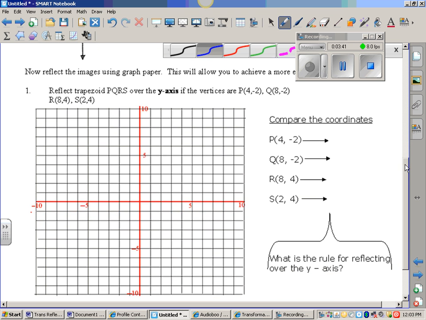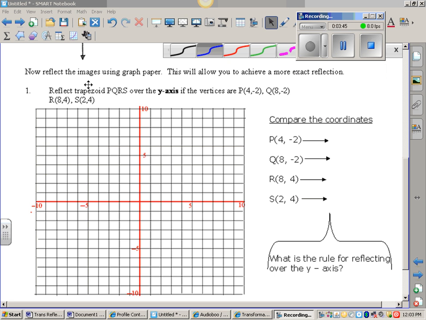Now we're going to reflect with graph paper. So here we go. Now reflect the image using graph paper. This will allow you to achieve a more exact reflection. Again, if you had a ruler, I could have done a better job at the top, but I don't. This one's more straightforward because you have the X and the Y axis. Very important to label. This is a reflection over the Y axis, so I'm going to put a big Y right here.